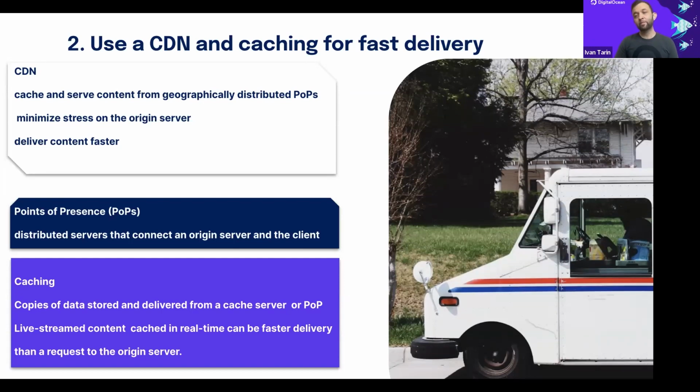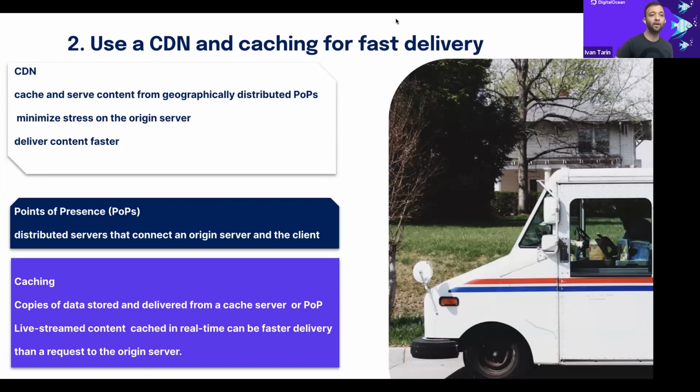CDNs are geographically distributed servers, and they often come with a network of points of presence, which are more servers, so that your customers don't have to go all the way through the public internet to your origin server to get the content they need. They go on a private CDN network that delivers their content quickly. Now, caching. What is caching?